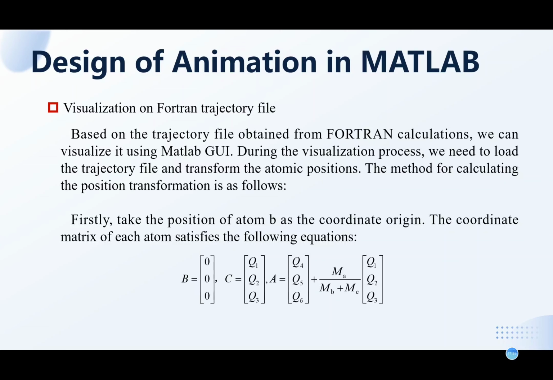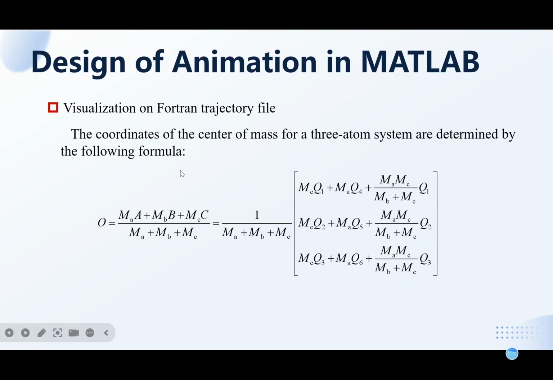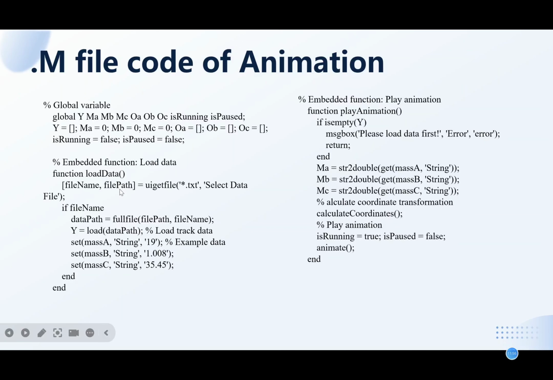Firstly, take the position of atom B as the coordinate origin. The coordinate matrix of each atom satisfies the following equations. The coordinates of the center of mass for the three-atom system are determined by the following formula. This is the M-file code of the animation.